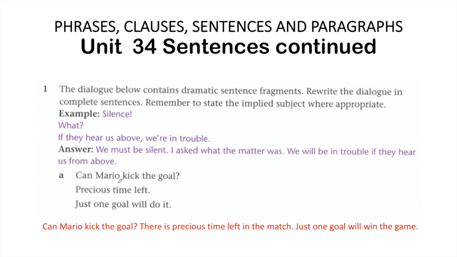You need to do the same thing for this section here. Can Mario kick the goal? Precious time left. Just one goal will do it. And that should read as something like this. Can Mario kick the goal? Question mark. There is precious time left in the match. See how it's just adding that extra detail? Just one goal will win the game. Taking away the ambiguous terms and making them more specific in that last example.